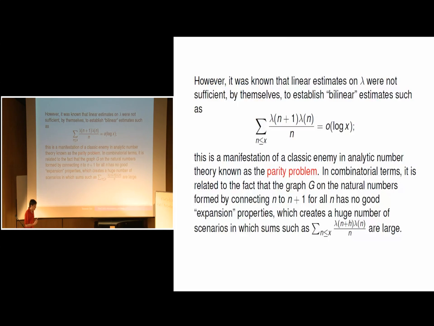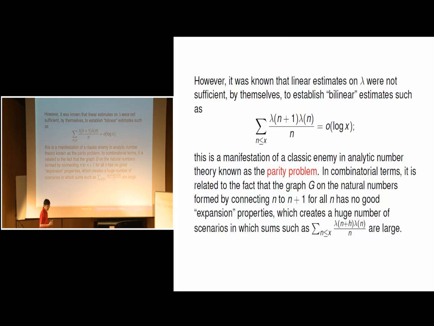And it was known, so there's this famous problem in number theory called the parity problem, which, roughly speaking, says that if you only have linear information on a sequence like lambda, then there are certain bilinear estimates involving 2 copies of lambda that you can't deduce just from linear information. For example, if you want to prove something like this involving 2 copies of lambda, you can't prove it no matter how many estimates on 1 copy of lambda. Even the Riemann hypothesis is not enough.